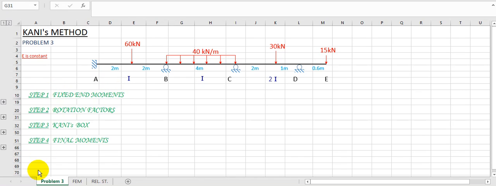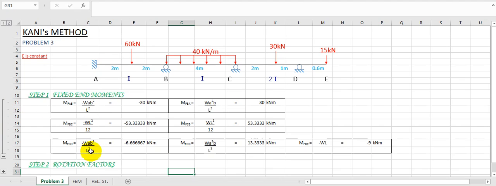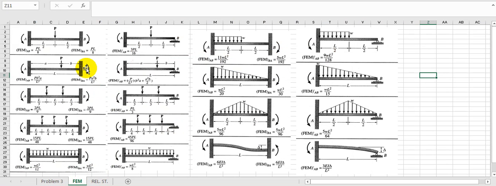Okay, so we have these 4 steps, very easy steps, and the first step is finding fixed end moments. If you are not well versed with what fixed end moments are, I have just shown here a few loading conditions for fixed end moments. You can pause the video if you want, and you can memorize them, or you can just write them. Basically you will require very few of these.